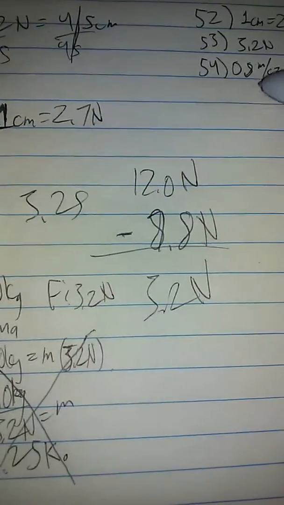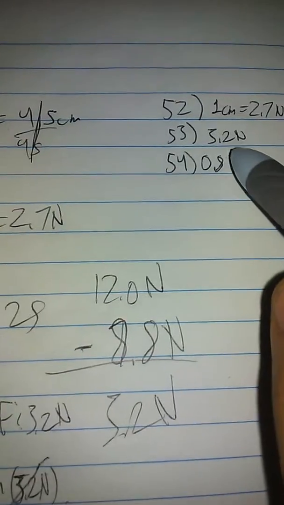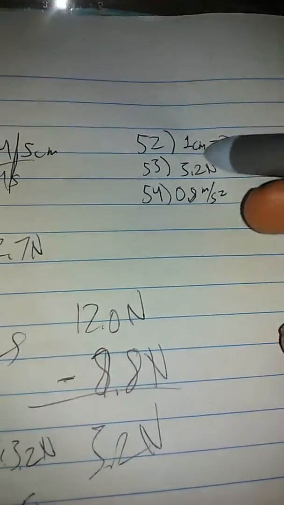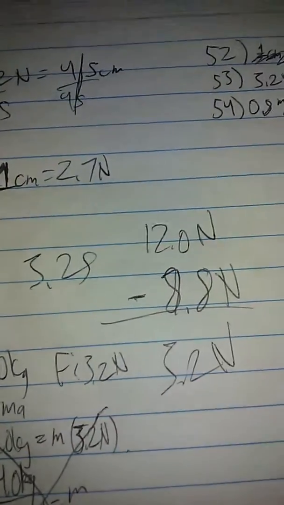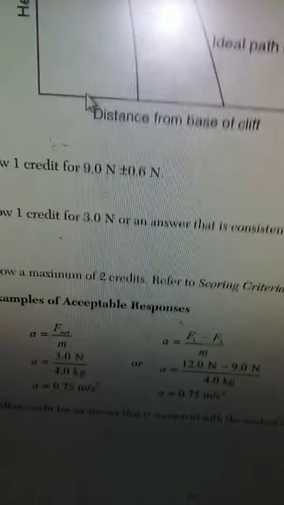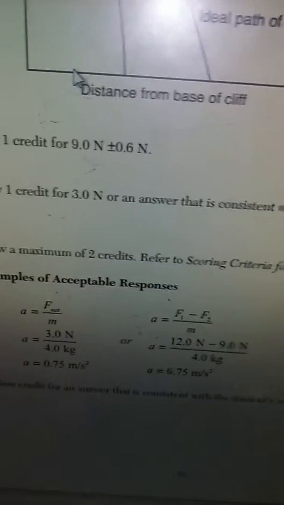So this is not the answer that I got for 52. This is the scale. The answer that I ended up with was 8.8 newtons. So that will be a credit, because 9 minus 0.6 is 8.4, and 8.8 is between 8.4 and 9, so it's a valid answer.